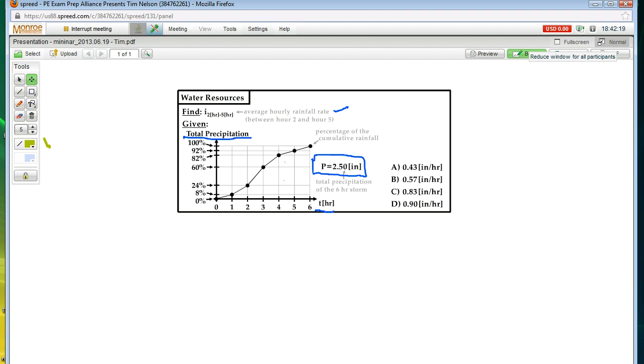And what we have here is basically the quotient of the rainfall depth divided by the time period. A lot of problems will ask for the overall storm intensity or maybe the intensity of just 1 hour, but this problem asks for the average intensity or hourly rainfall rate for hours 2 through 5. So let me start drawing out our equation here.